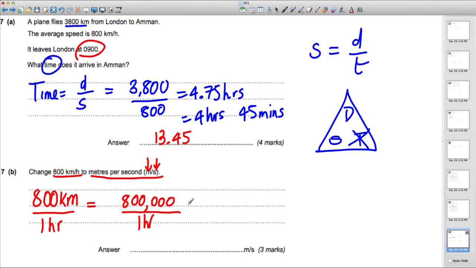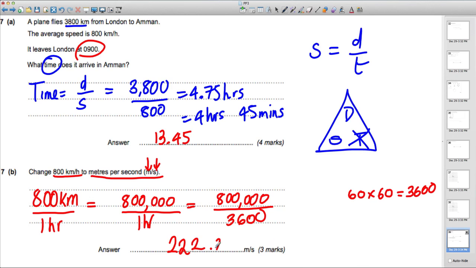Now you want to go to seconds. That's 800,000 divided by 1 hour. But how many seconds in an hour? Well, there are 60 seconds in a minute times 60 minutes an hour is 3,600. So you divide that by 3,600. So it's 800,000 divided by 3,600. And you get yourself 222.2 meters per second.